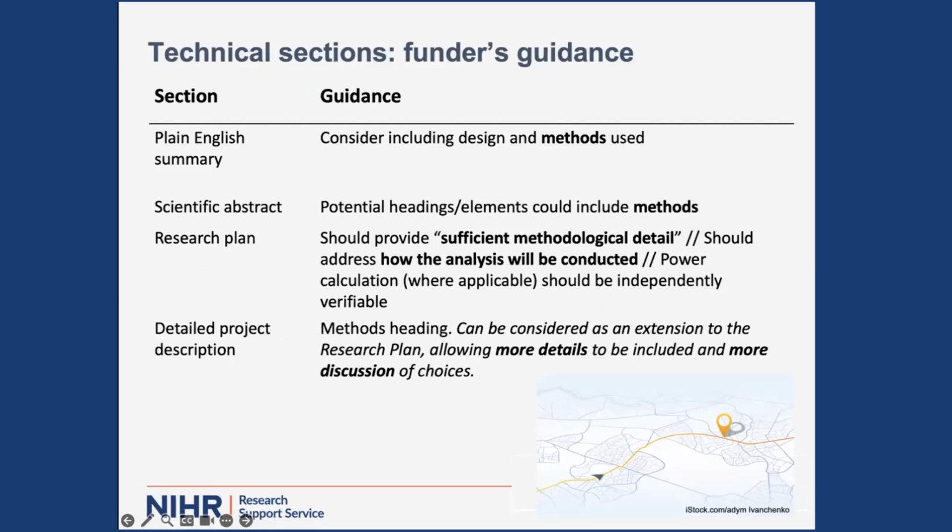Thinking about the kind of guidance that funders have and where they expect you to write about methods in an application form: if you look in the guidance notes, even in the plain English summary, it does say to consider including the design and the methods used. So they will expect something in there, even if it's in plain English. In the scientific abstract, it does say that the headings and the elements should include the methods that are being used. And clearly, a big area will be the research plan itself, and this should provide sufficient methodological detail. It should address how the analysis will be conducted. And it does say specifically for statistical aspects, any power calculation should be independently verifiable, which means you need to have enough information in there for someone to replicate that.